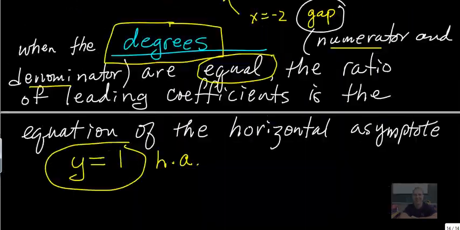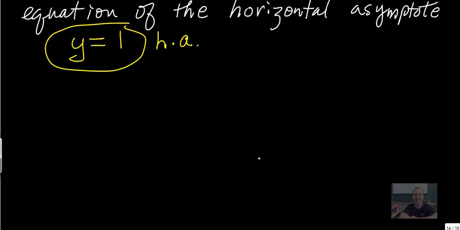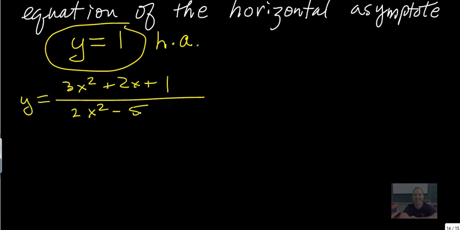So other examples would be, get rid of this for now. As an example here, this rational function, if we look at this, the degrees are the same. The largest exponent on any of the variable terms is 2 and 2 here. The ratio of those leading coefficients is 3 over 2.